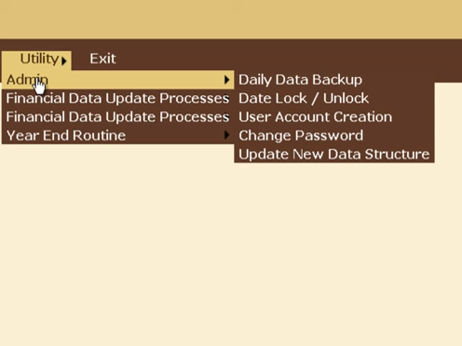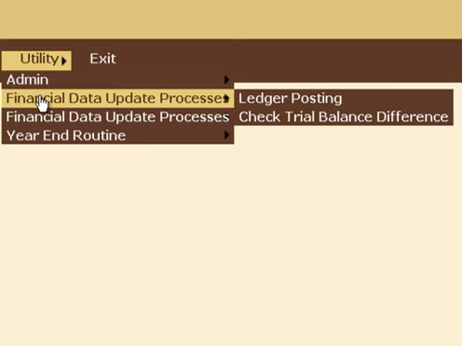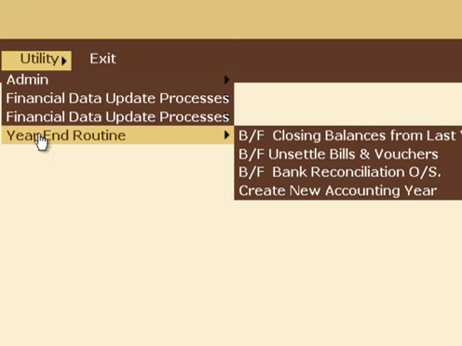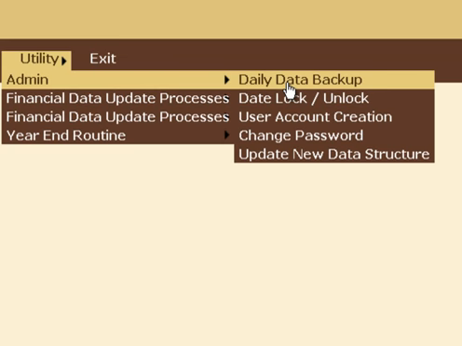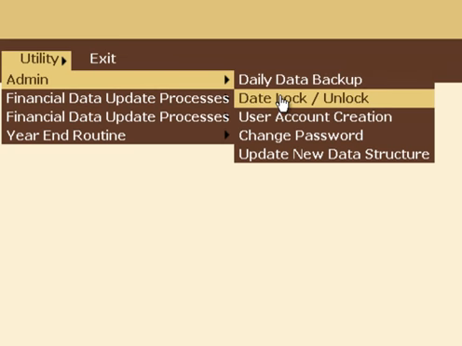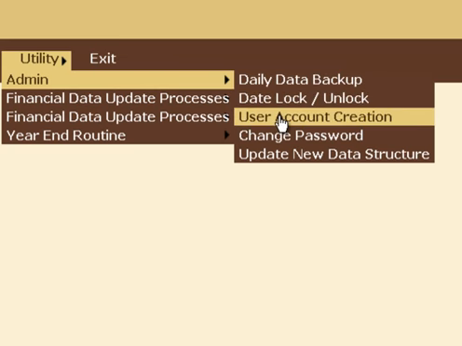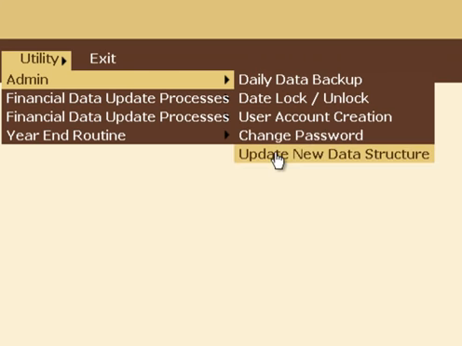The fourth menu is utility. In this you can create the user account. In utility we have admin, financial data update process, year end routine. In admin we have data daily backup, data lock and unlock, user account creation, change password, update new data structure. Exit, to exit from the application.